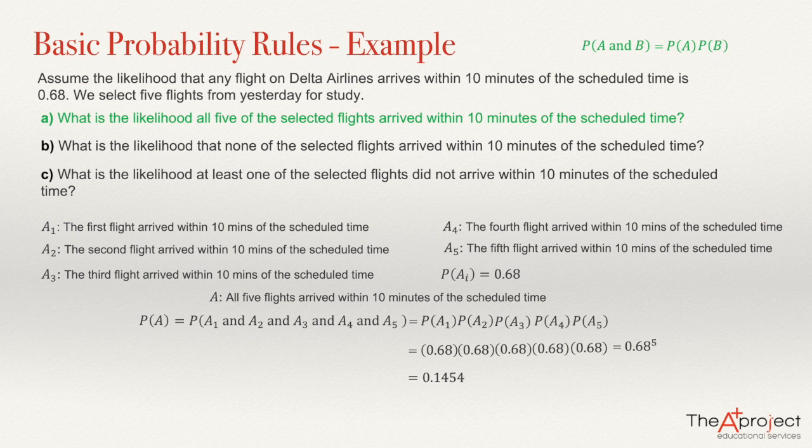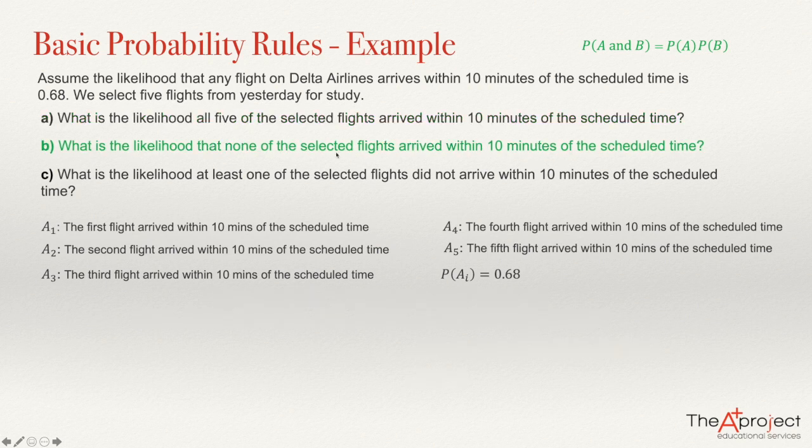Let's answer now the second question. What is the probability that none of the selected flights arrive within 10 minutes of the scheduled time? So for answering this question, let's type here the new event: none of the selected flights arrive within 10 minutes of the scheduled time. The probability of none of them is the probability that the first flight doesn't arrive within 10 minutes of the scheduled time, and the second flight doesn't arrive within 10 minutes of the scheduled time, and the third flight doesn't arrive within 10 minutes of the scheduled time, etc.